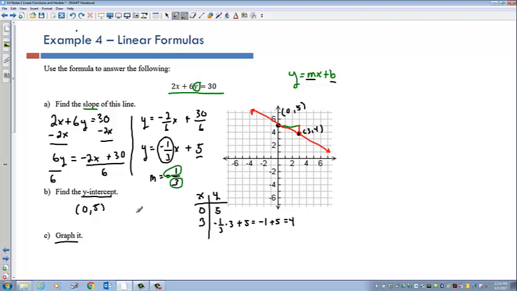You can use your intuition, your understanding of slope, where 3 is the run and negative 1 is the rise, or the fall in this case, because it's negative. Or you could just do a table and plot a couple points and connect the dots.